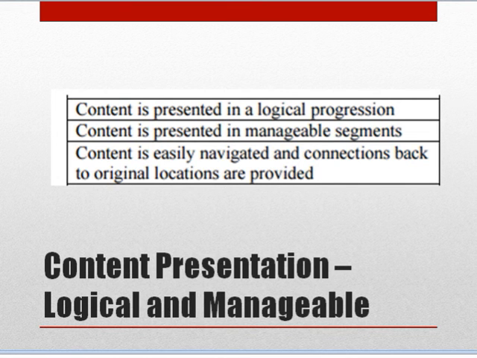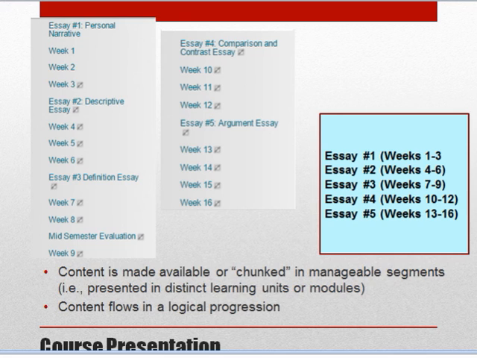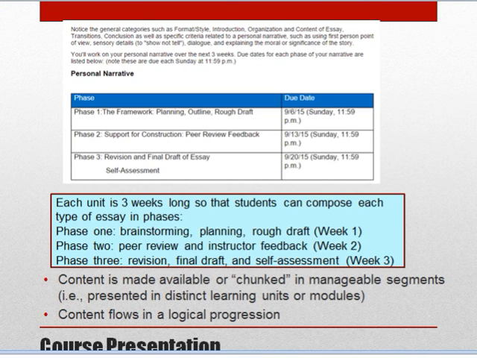The course content in freshman composition is presented logically and in manageable segments. Valencia offers this online course in a 16-week semester. Students compose 5 different types of essays. Based on this, the course is organized by units, based on the type of essay, and by week numbers, based on weeks 1 through 16. Each unit is 3 weeks long, so that students can compose each type of essay in phases.